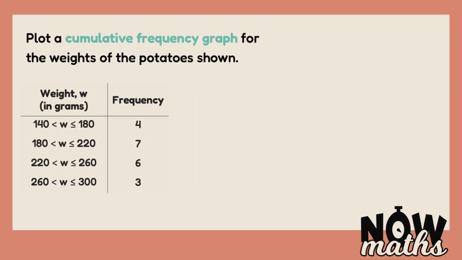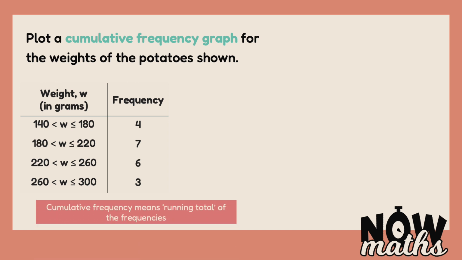In this question, we're asked to plot a cumulative frequency graph for the weights of the potatoes in the table. Cumulative frequency means running total of the frequencies, so it shows how the frequency accumulates as we move down the intervals in the table. We'll add an extra column onto our table for cumulative frequency. For the first row in our table, the cumulative frequency is just 4 because there are 4 potatoes that weigh between 140 and 180 grams.